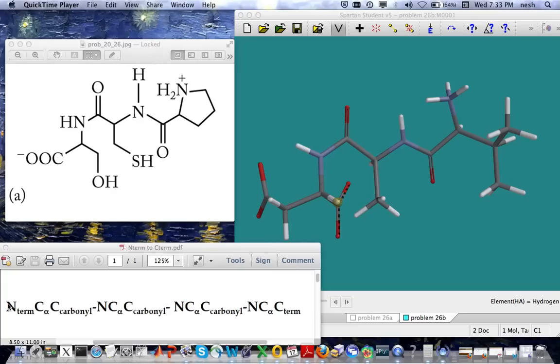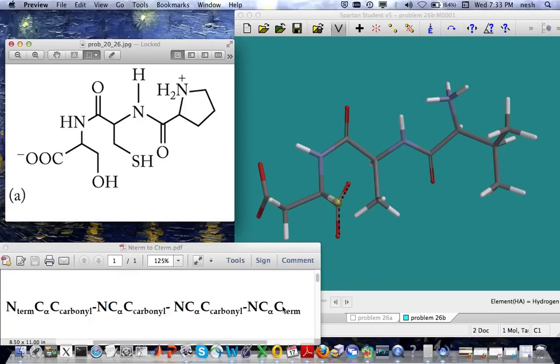If I started from the N terminus, I would say N terminus, alpha carbon, carbonyl carbon, N terminus, alpha carbon, carbonyl carbon, and so on until we get to the far end, where instead of carbonyl carbon, we would see that it ends up in a COO minus, the C terminus. So first thing to do, have a look at this and try to decide which end of this molecule you think is the C terminus. Okay, I'm hoping you chose this one right here, and that's a COO minus.